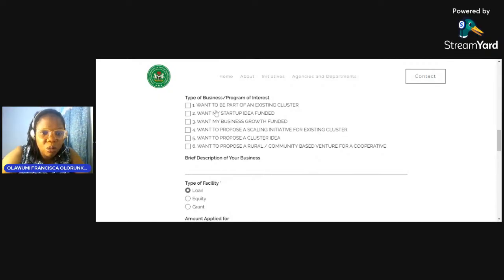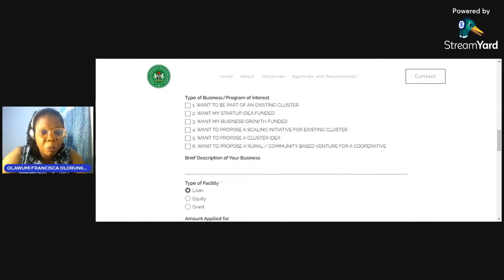If you want your startup idea to be funded, you select that. If you want your business growth funded, that is, you already have the business, or you want to scale up, you select number three. If you want to propose a scaling initiative for an existing cluster, so this is quite different. You have a business idea that you want to sell to some clusters of people.